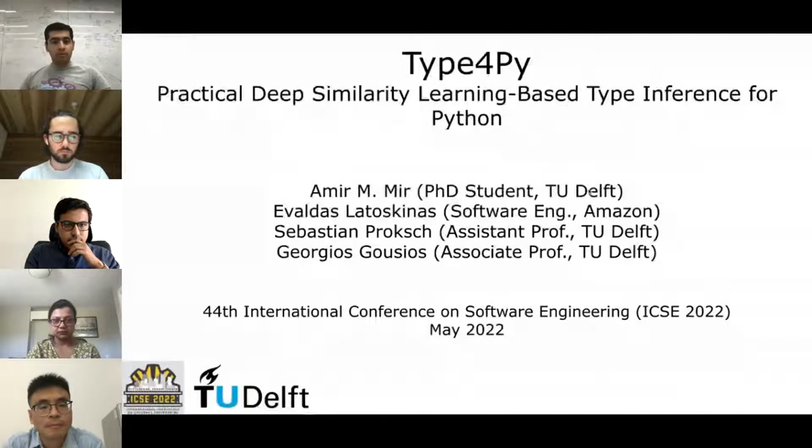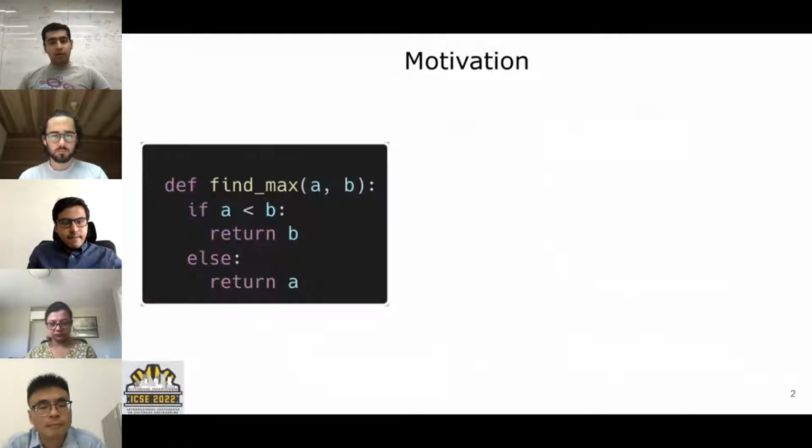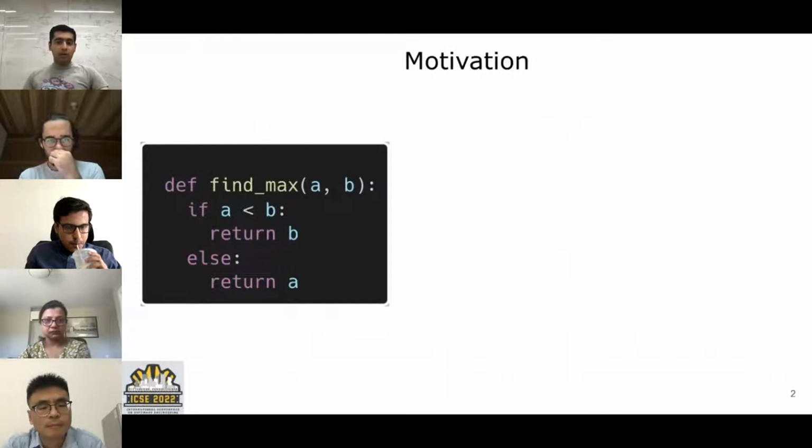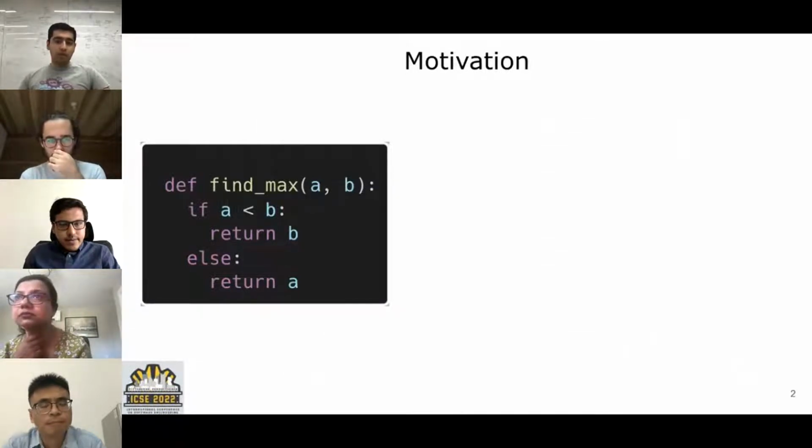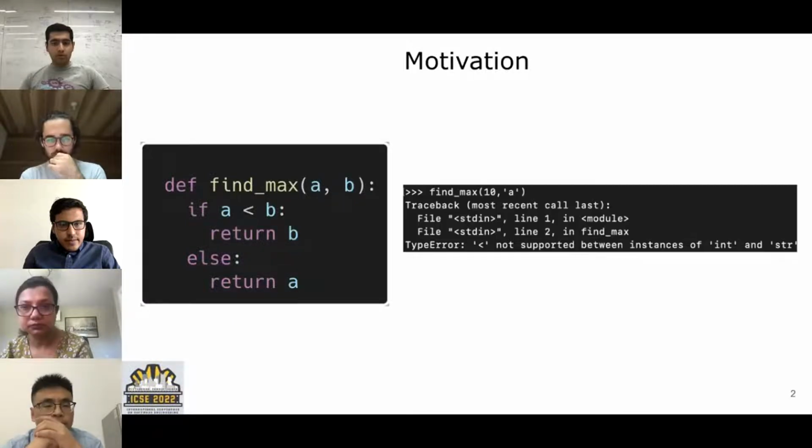Hi, everyone. My name is Amir Mir. I'm a PhD student at TU Delft. And today I'm going to present our technical paper, Type4Py. As we know, the Python programming language is easy to use and it allows rapid prototyping. On the other hand, due to the lack of static type annotations, Python developers often encounter type errors like this example.